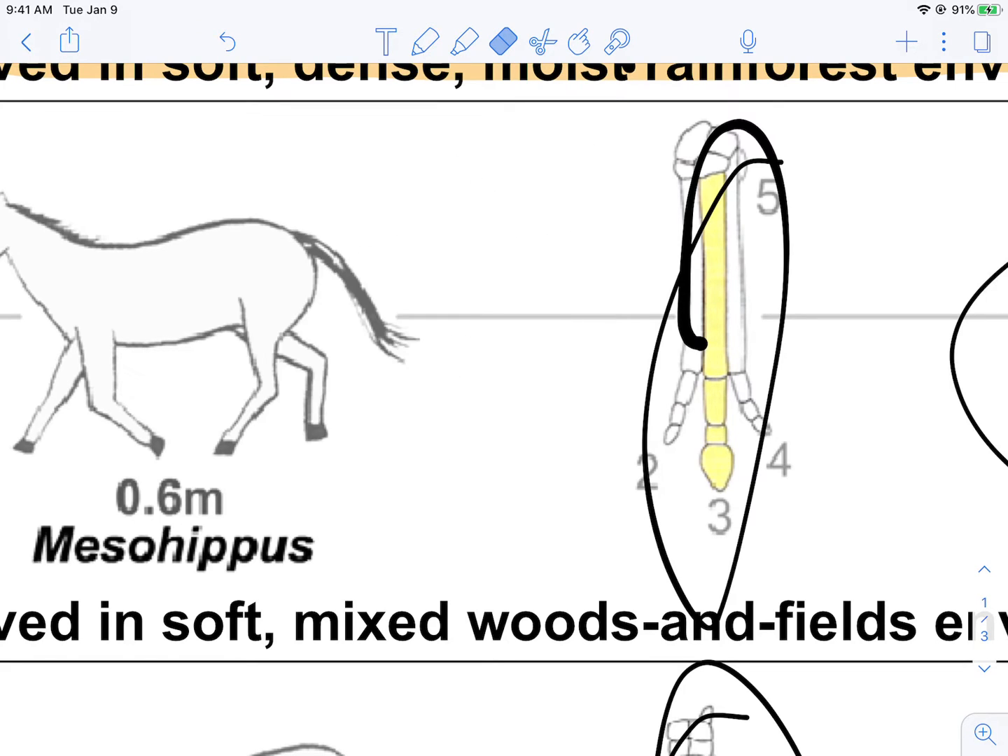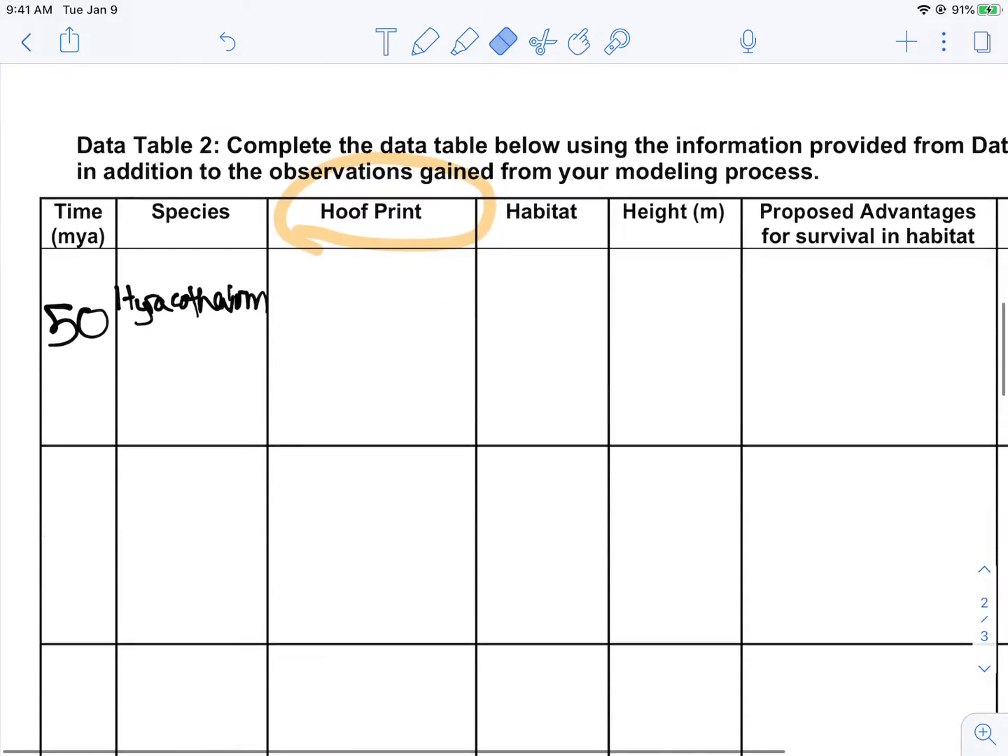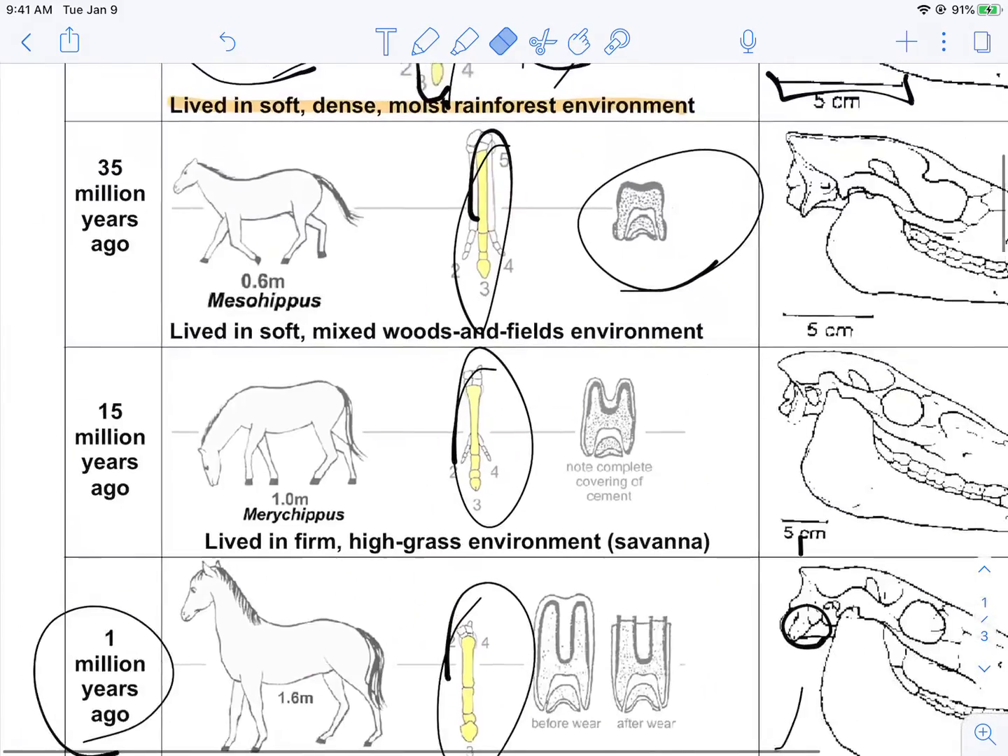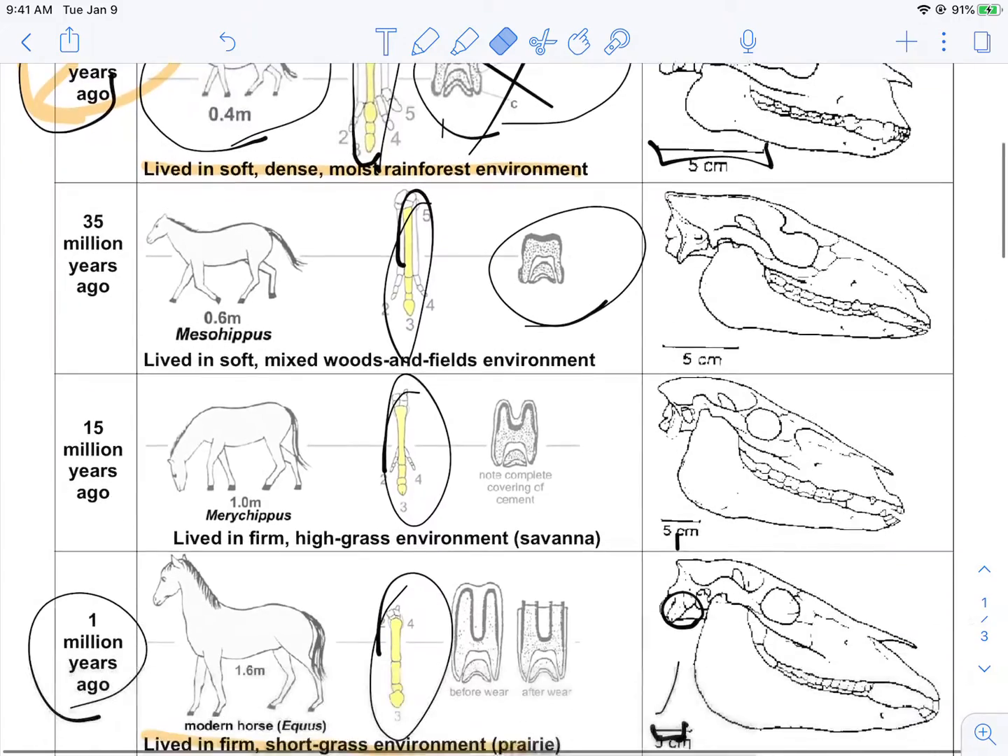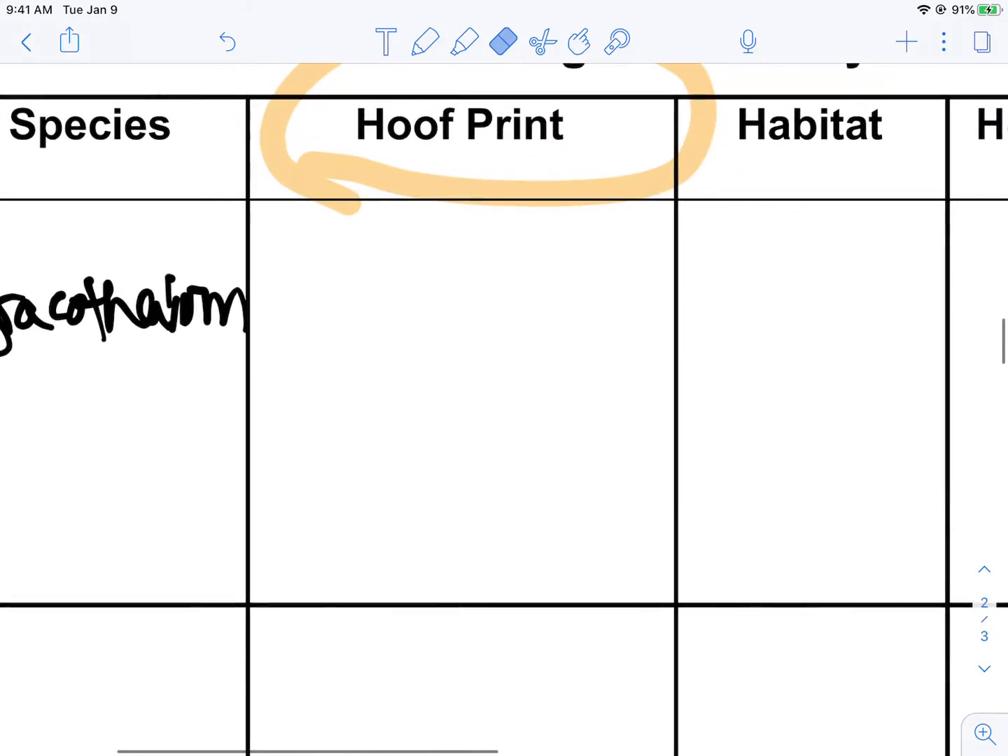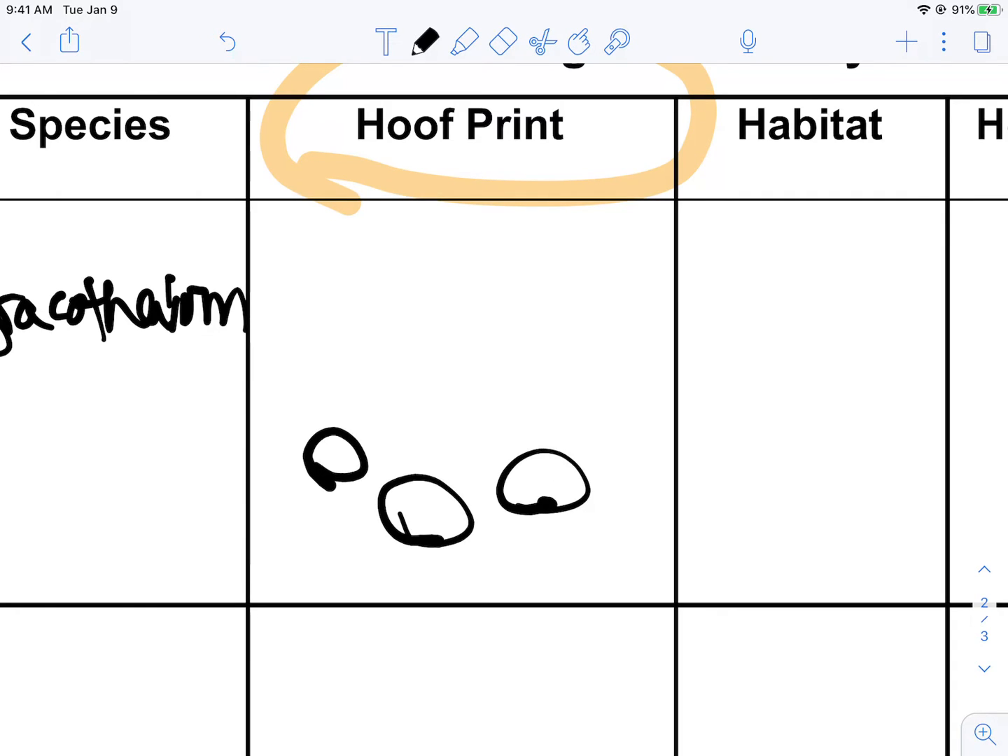So we're going to get rid of that, and we're going to go down here and draw the hoof print. So since Hyracotherium had 4 toes and they were standing right up on top of the tippy toes, we're going to draw what the hoof print would look like if you saw it in the sand. So you would have a toe here, a toe here, a toe here, and a toe here.